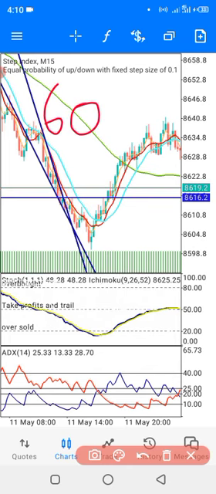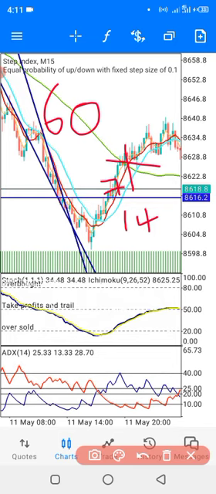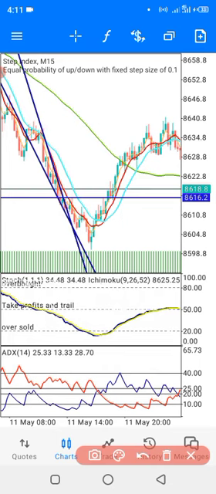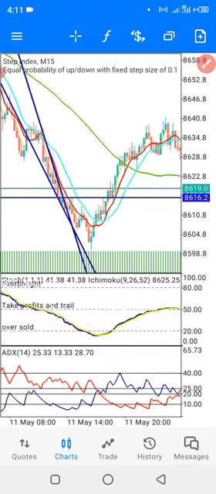This is the 60 moving average. Now we have the 14 moving average and the 7 moving average. The red is the 7, the light blue is the 14 moving average. Whenever you see a crossing in this format, the 60 crossing through the 7 and 14, it indicates a strong buying signal.